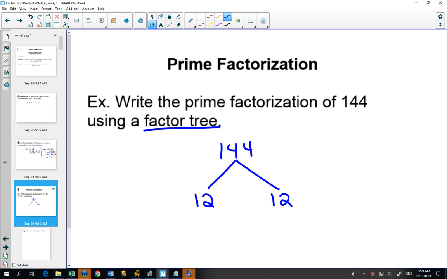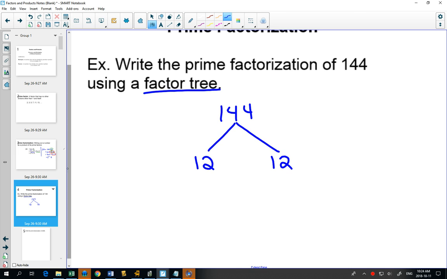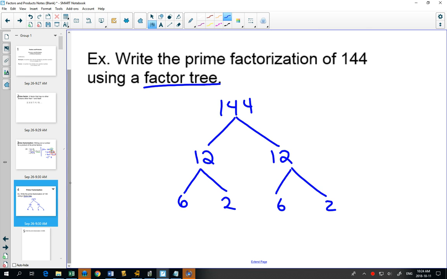Can you break up 12? What's 12? 6 times 2. So this one can be 6 times 2. This one can be 6 times 2. Can you break up any of those numbers? Yes. The 6 is 2 times 3. And this 6 is 2 times 3. And once we get down to the bottom of the branches, where no more numbers are composite numbers, all the numbers are prime numbers, we are done.